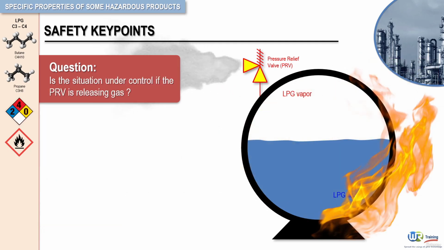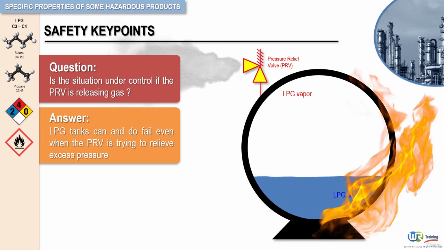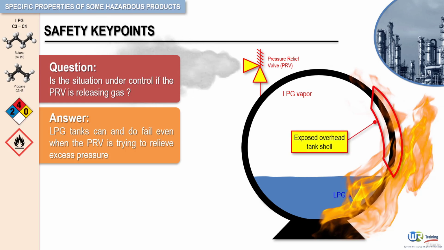Now, is the situation under control if the pressure relief valve is releasing gas? The answer is no. LPG tanks can and do fail even when the PRV is trying to relieve excess pressure. PRVs don't prevent the tank from weakening with heat. In fact, by lowering the liquid level in the tank, they can contribute to the weakening of the steel, since they expose more overhead tank shell to the naked flame, as depicted in this example.